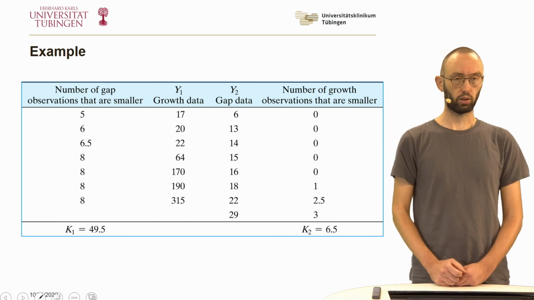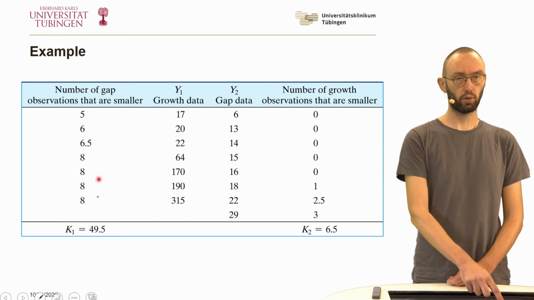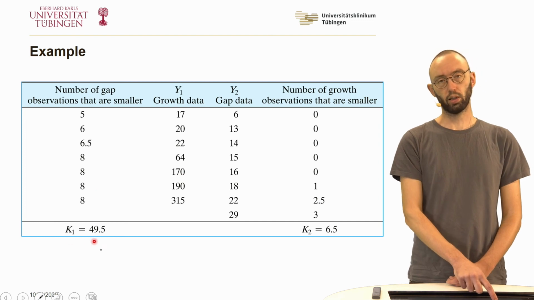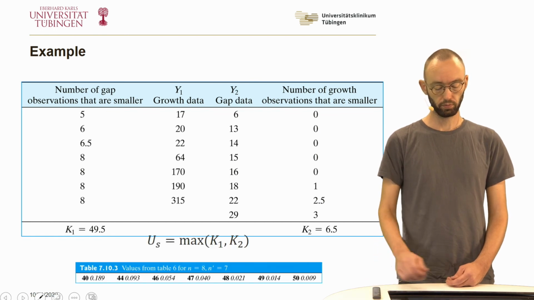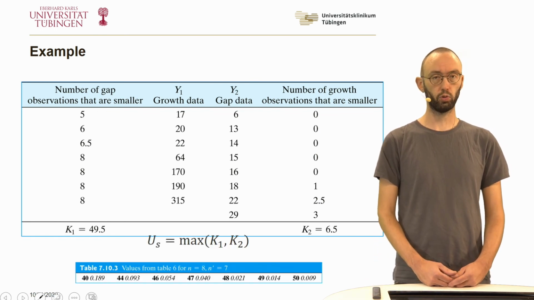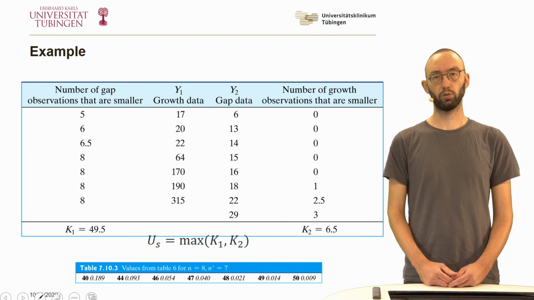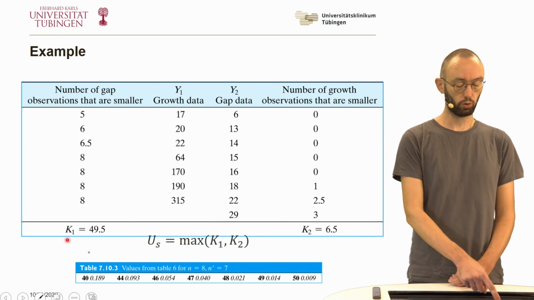Then, to compute our case, we sum all these values up, and we obtain a K1 of 49.5 and a K2 of 6.5. We compute the test statistic U by taking the maximum of these two values, which is clearly 49.5.